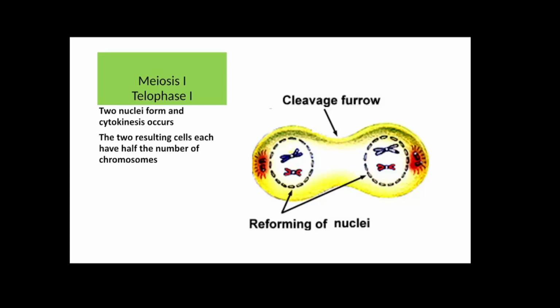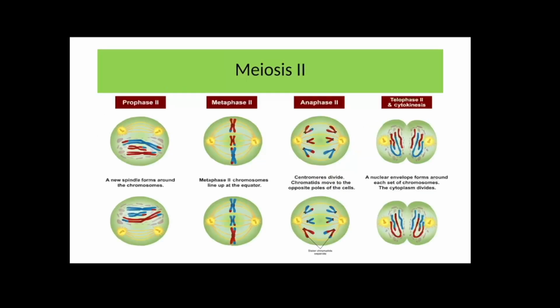Then we get into telophase, which is where we start to form 2 new nuclei. And you start to see 2 new cells forming. And then in cytokinesis, you'll have that cleavage furrow compress all the way through and separate it into 2 cells. So here we see meiosis 2, and we'll look at those steps.